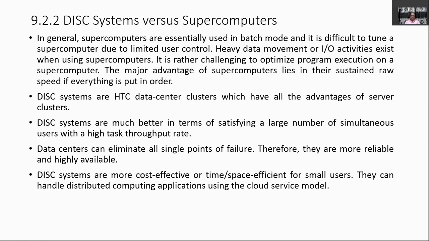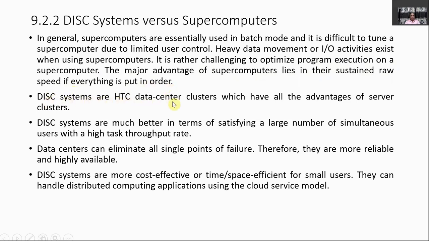supercomputers. So basically the supercomputers are essentially used in batch mode, and it is difficult to tune a supercomputer due to limited user control. So heavy data movement or IO activities exist when using supercomputers. It is rather challenging to optimize program execution on a supercomputer. The major advantage of supercomputers lies in their sustained raw speed if everything is put in order.